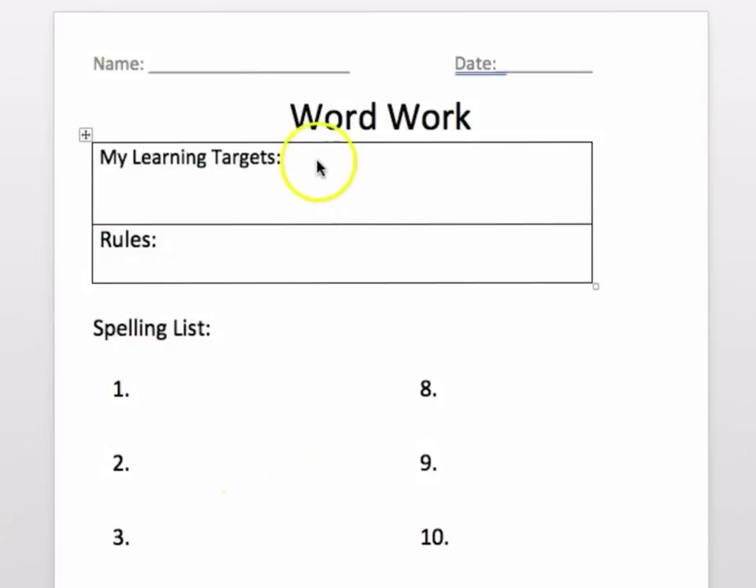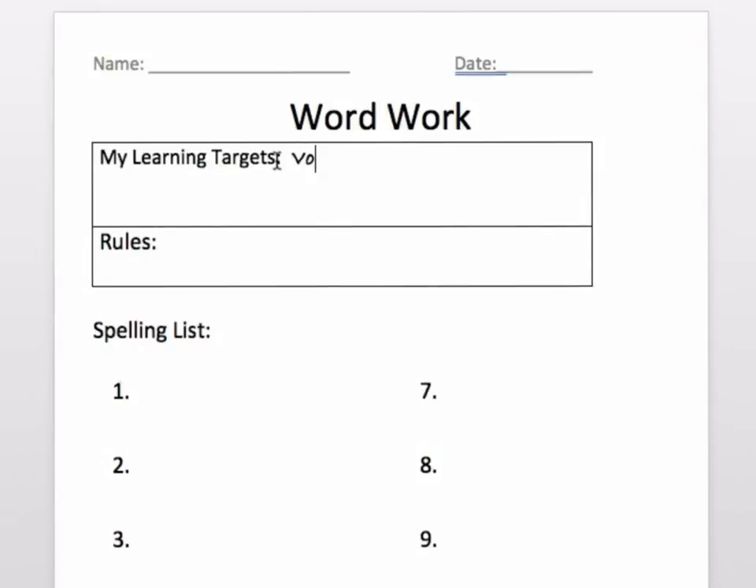The first box on your packet says My Learning Targets. That is the title of what you are learning in WordWork. The title that came up on the screencast was Vowels, and you can type this in as you're watching me do it, or you could write yours in as you're watching me type it. So we learned about vowels, comma, and the letters C and K. In this first box, you just write about what you learned about, and there's a title in there. I was trying to make this gray so it looks like handwriting, like I wrote it in there.